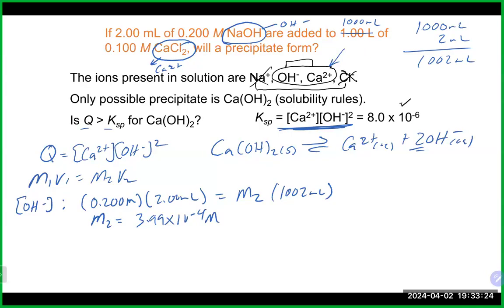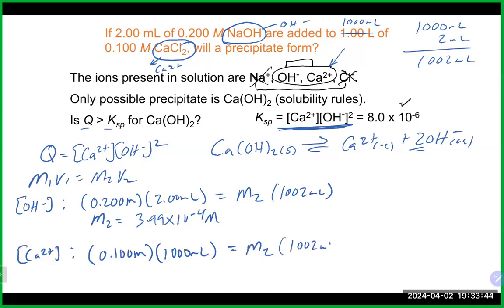Any questions on that? Once again, you could do it in liters if you like on both of those. We also want to get the concentration of calcium. In this case, it will be 0.1 molar, and for the calcium we're going to use 1,000 milliliters of it. And M2, and again, 1,002 milliliters when they're all mixed. That is going to give us a molarity of 9.98 times 10 to the minus 2 molar.